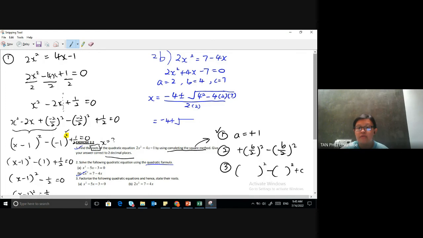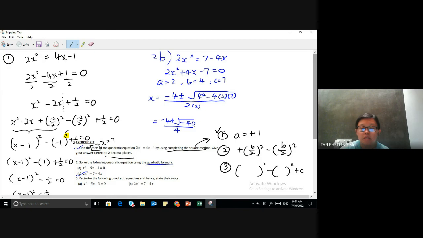What do you have in this? 16. So press the calculator: 4 squared minus 4 times 2 times 7. You get negative 40. Oh, you get negative 40. Minus 4ac. So you have a negative answer, right? Correct. 16, 28 times 2, oh no, 56 minus 16, you get negative 40. Doesn't matter. You get negative 40 over 4.